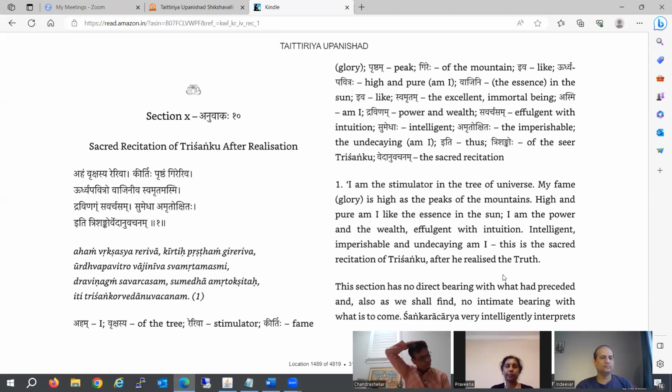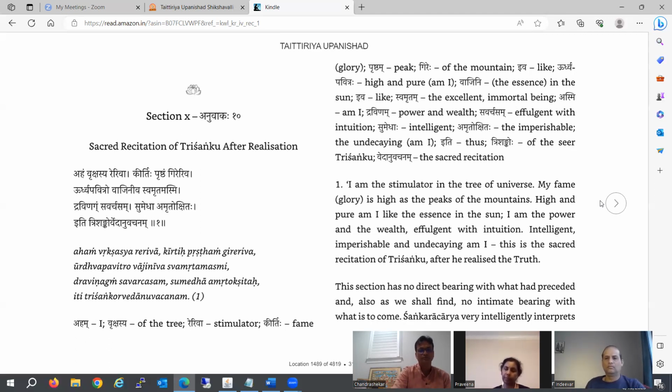This section has no direct bearing with what had preceded, and also, as we shall find, no intimate bearing with what is to come. Shankaracharya very intelligently interprets this section as a mantra for recitation just before the daily reading of scriptures, Swadhyaya, which had been insisted upon 12 times in the previous section. This repeated insistence in the last section of both the study and the dissemination of the knowledge is termed by Shankaracharya as Brahma Yajna. 12 times means where? Swadhyaya Pravachana.